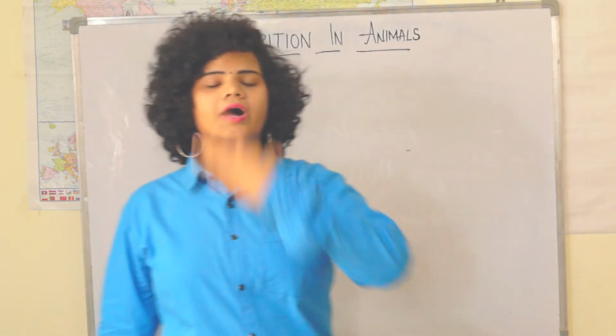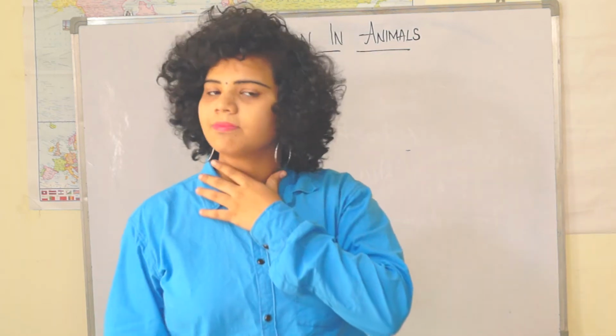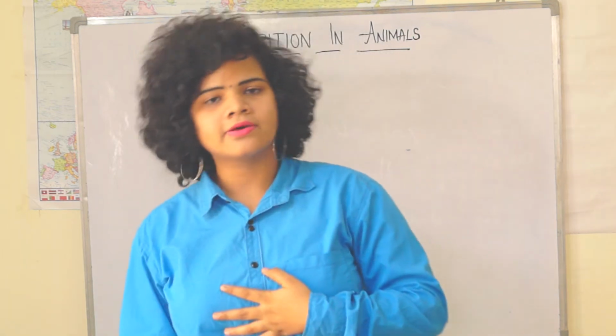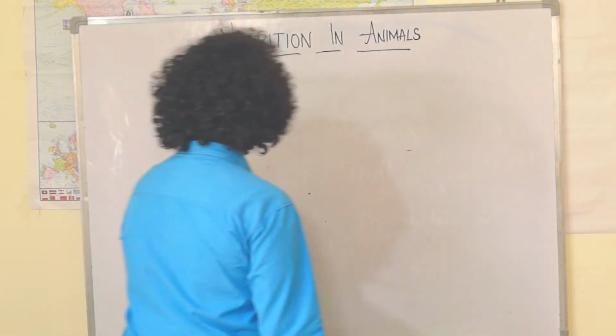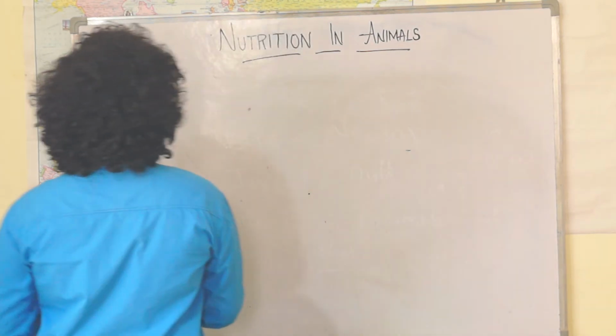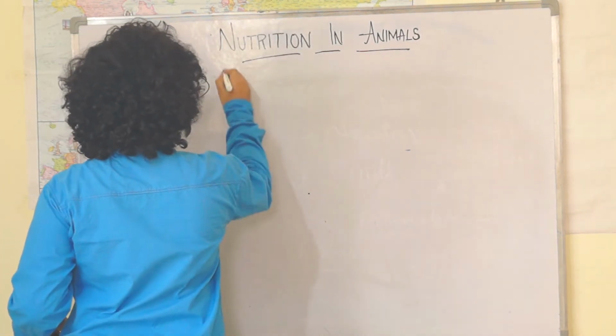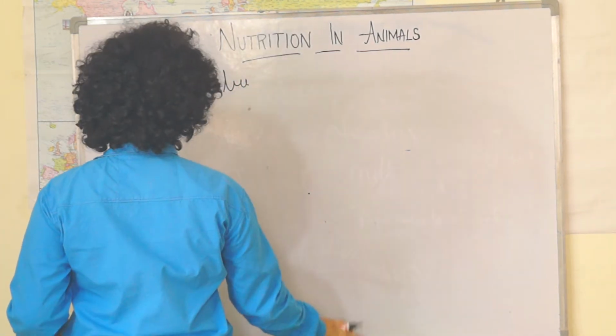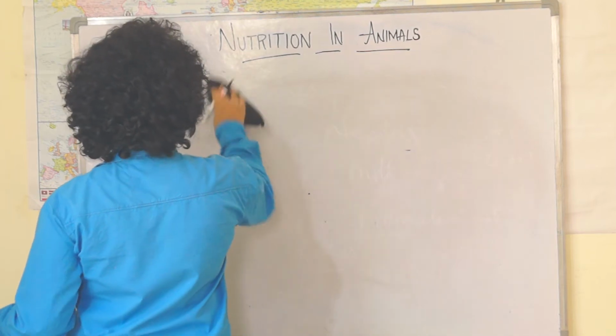We know you have some parts. So the digestive system includes so many parts in it. So the parts of the digestive system, let's write down on the board. So the first one is buccal cavity.